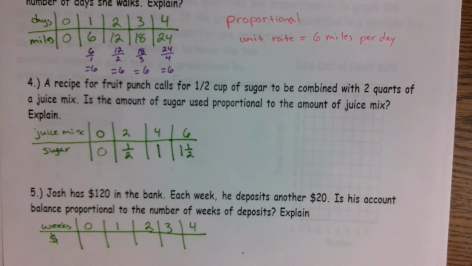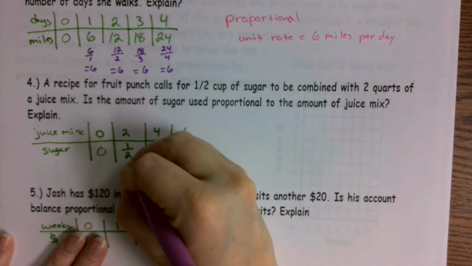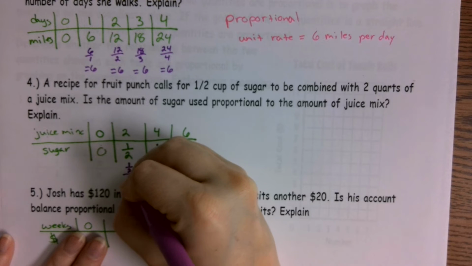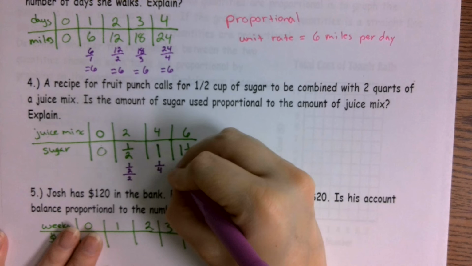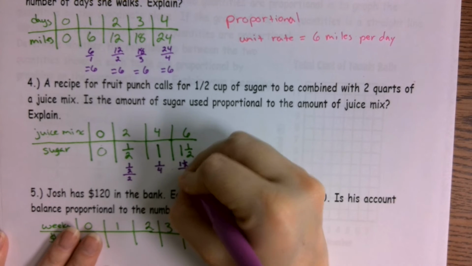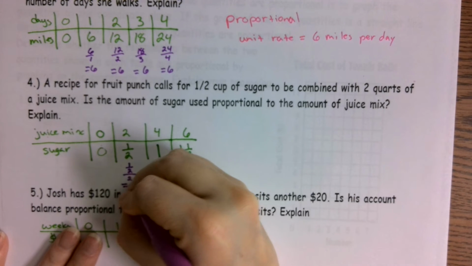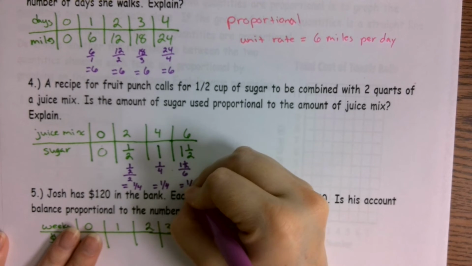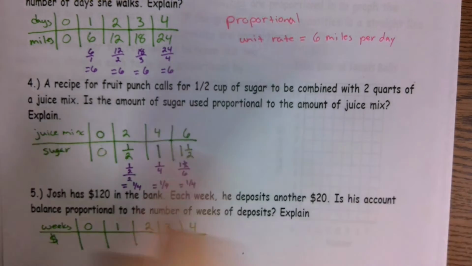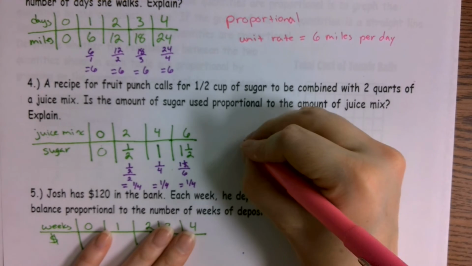Okay, so now we need to identify if it's proportional. So we're going to set this up as a half over 2, and 1 over 4, and 1.5 over 6. And all of them happen to come out to 1/4. They all come out to 1/4, or 0.25. So it is proportional.